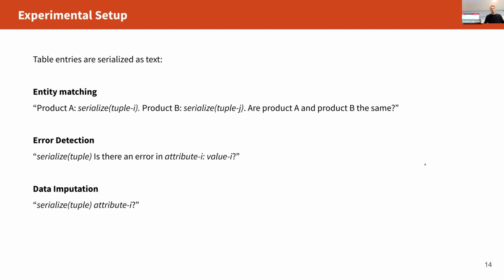So how do we format our data? I already talked you through this quite quickly. You want to represent your tables as text. So that's how we do this for our three different tasks. We list the attribute and values, and then ask a question based on the task we're performing.